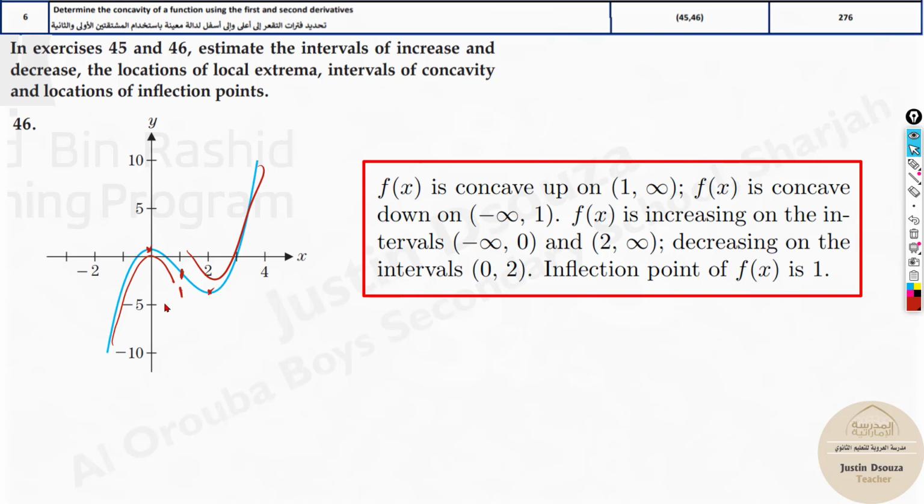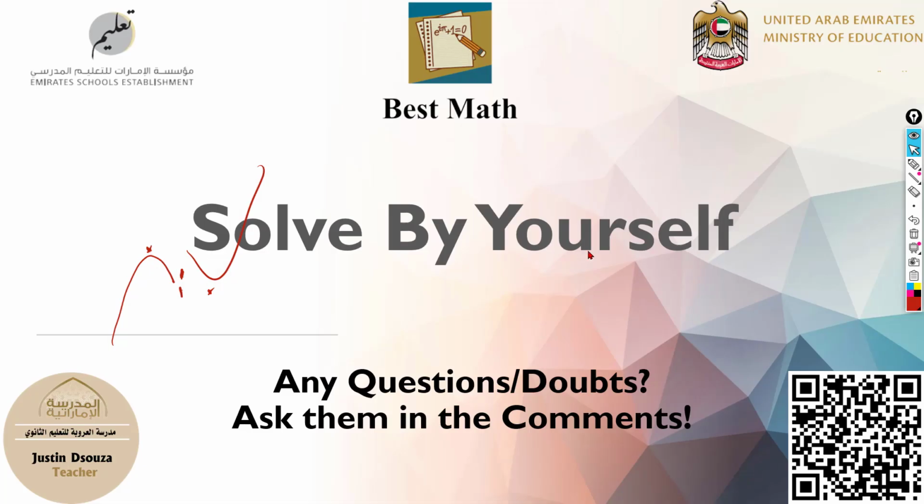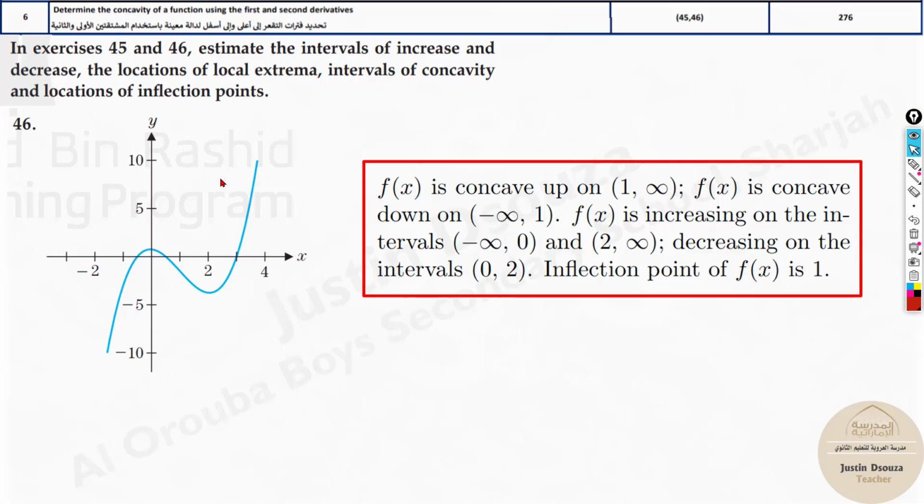Now, what would be the increasing limits? From negative infinity until 0, I can say it's increasing, and then again from 2 until infinity. You can see increasing is over here, decreasing is just from 0 to 2. An inflection point from this graph we can infer to be 1. That's how we can easily solve it. That's it. Please look into the graph, mark some increasing, decreasing points, that is the local maximum, minimum, and then find out the inflection and concavity.